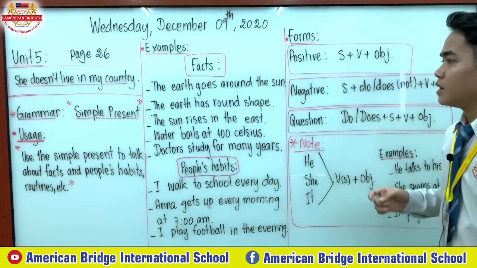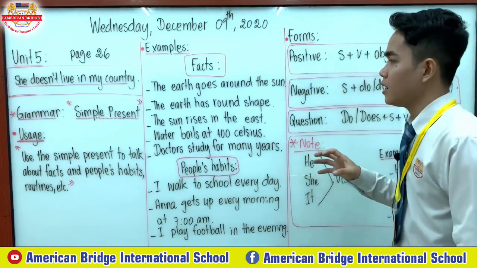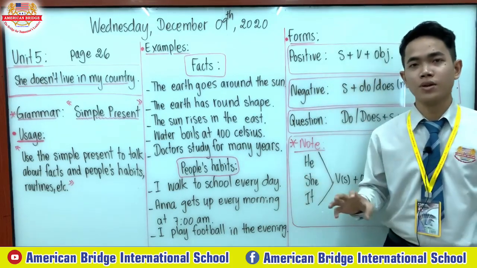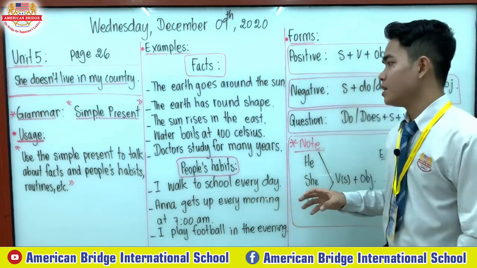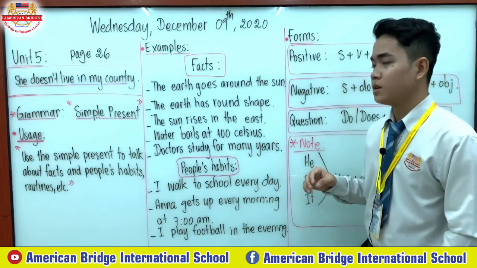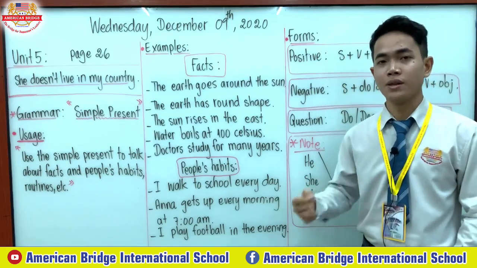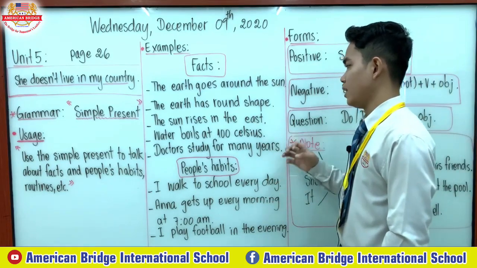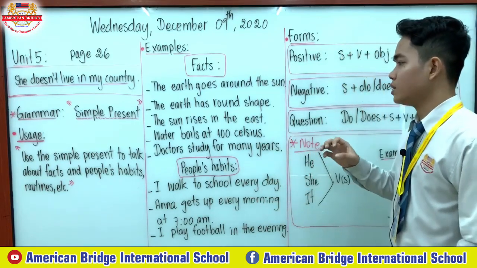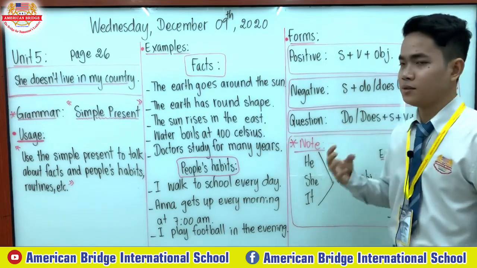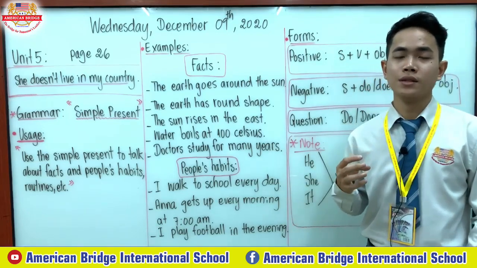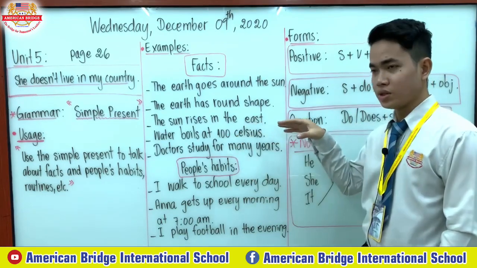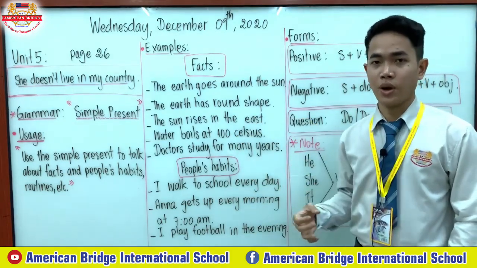Next, the earth has a round shape. We know that the earth actually has a round shape, right? Next, the sun rises in the east. You know, we have the east, we have the west, we have the south, right? So the sun rises in the east. Next, water boils at 100 Celsius. Actually, when the temperature gets to 100 Celsius, the water boils, right?